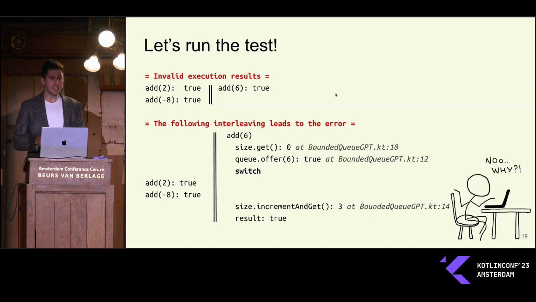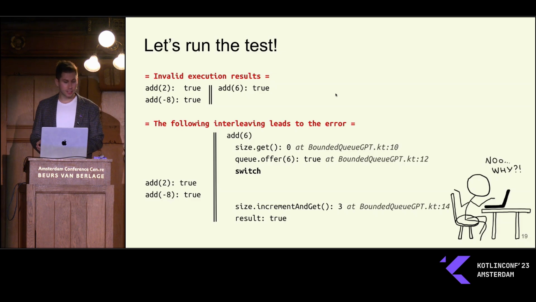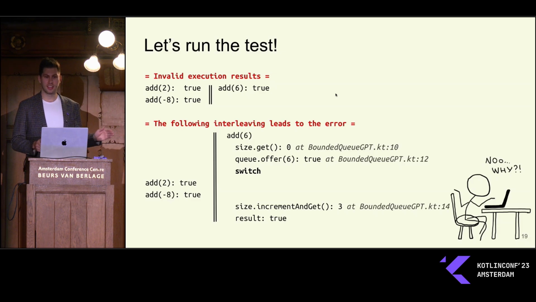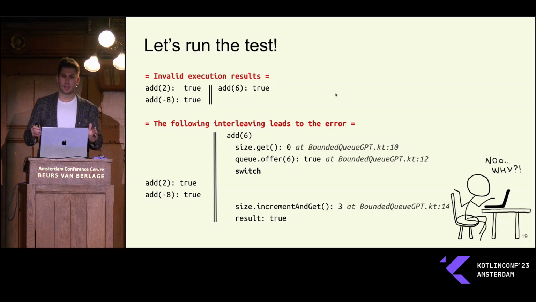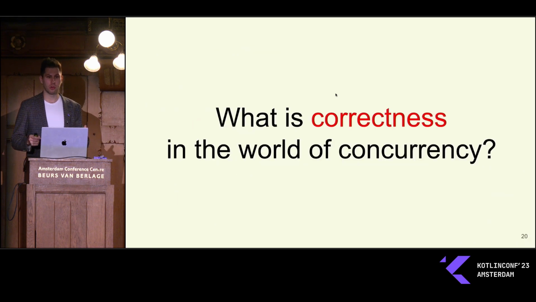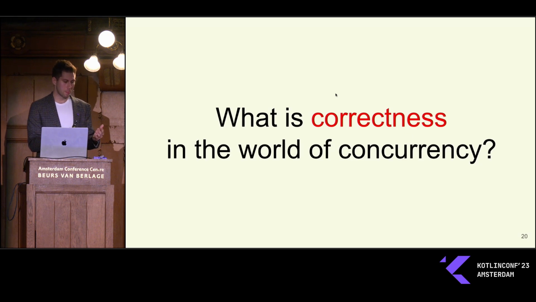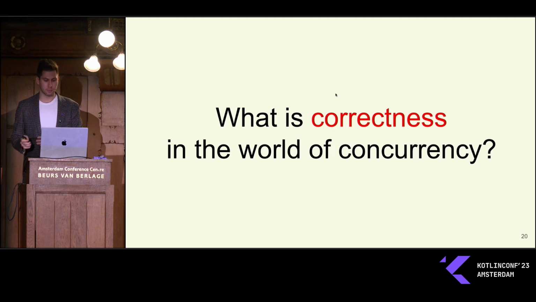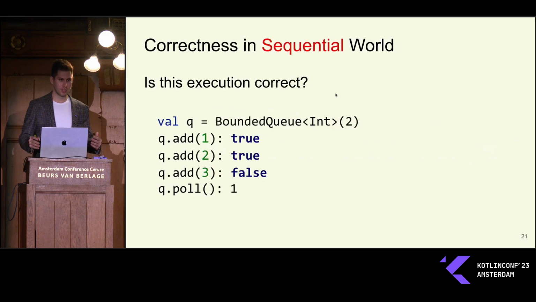So there are some incorrect results. And we are not going to analyze the error right now, because the right question at this moment would be, what is correctness in the world of concurrency? Which data structures do we consider correct and which are not? And if we live in the sequential world, then the answer is pretty obvious.